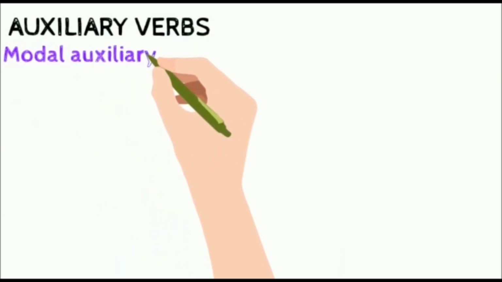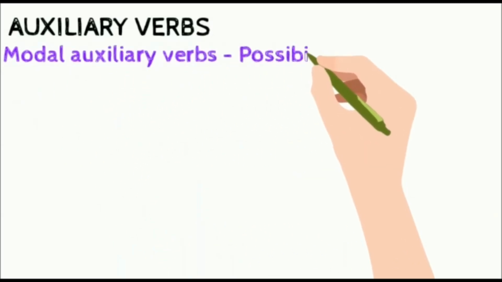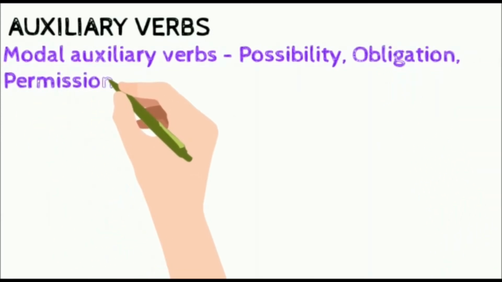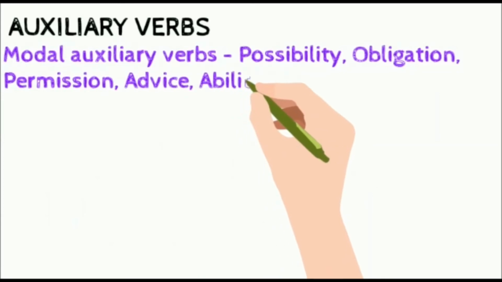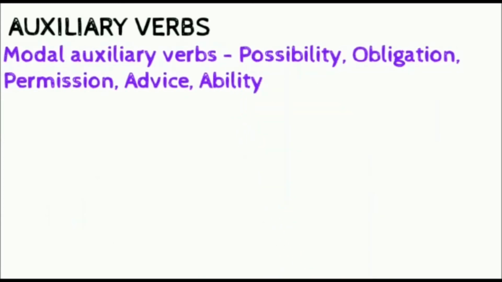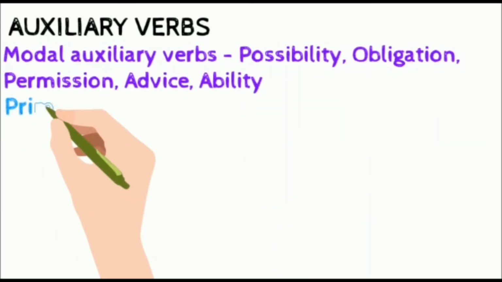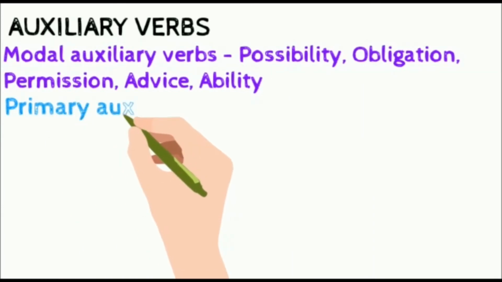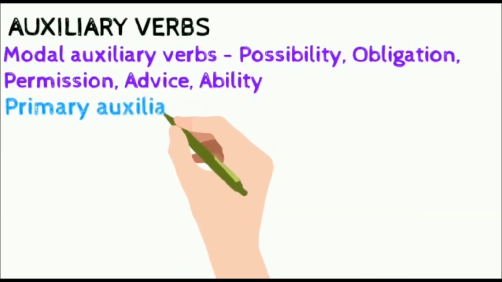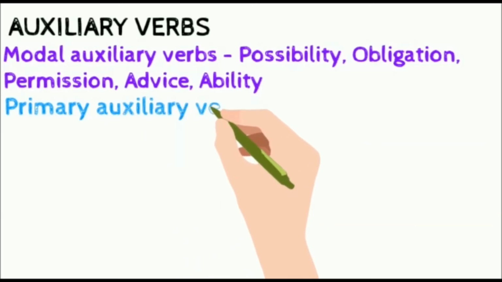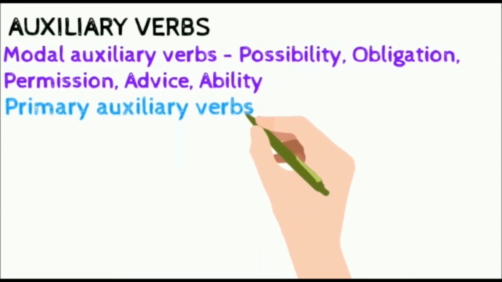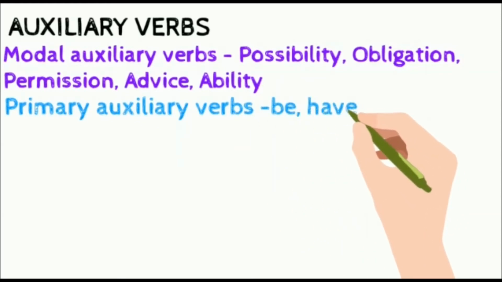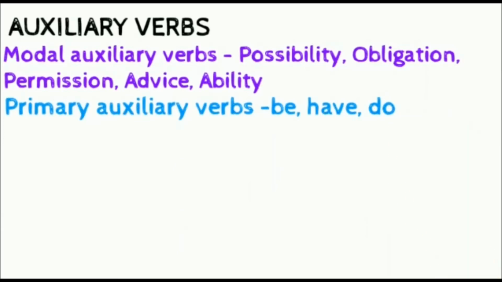Let's learn more about auxiliary verbs. Auxiliary verbs are of two types. The first one is modal auxiliary verbs. These verbs express possibility, obligation, permission, ability, advice. The next type is the primary auxiliary verbs. They are be, have and do. Be, have and do follow the irregular verb pattern. They do not end in ed. That is, the past tense and the past participles do not end in ed.